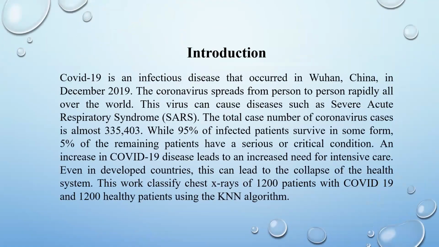Introduction. COVID-19 is an infectious disease that occurred in Wuhan, China in December 2019. The coronavirus spread from person to person repeatedly all over the world. This virus can cause disease such as severe acute respiratory syndrome. The total number of coronavirus cases is almost 335,403, while 95% of infected patients survived in some form. 5% of the remaining patients have serious or critical condition.